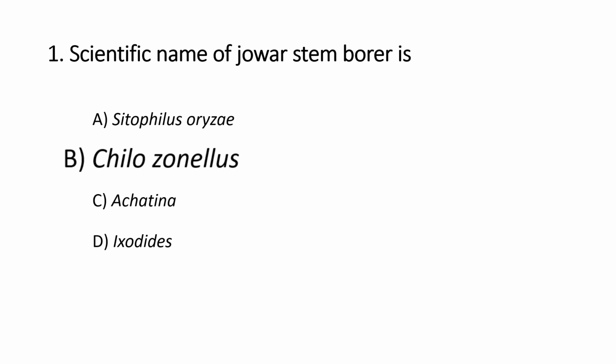The third, Achatina. Achatina is the scientific name of snail. Snail we consider the nursery pest, and Ixodidae is the hard ticks, which we consider the veterinary pest. So here the scientific name of Java stem borer is Chilozonilus.